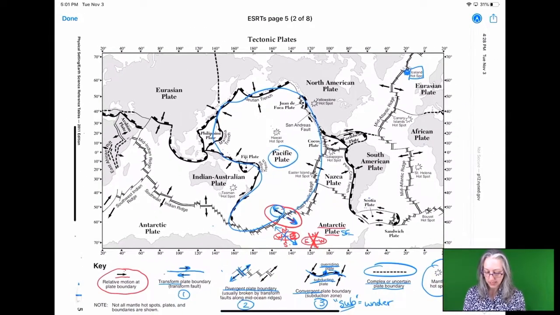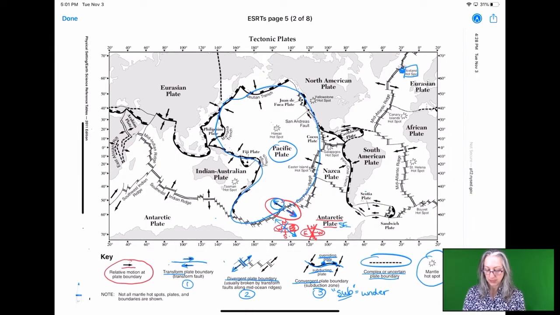All right, so that's what's going on at the bottom here with the key and the different plate boundaries. And you can see some of them on this map.